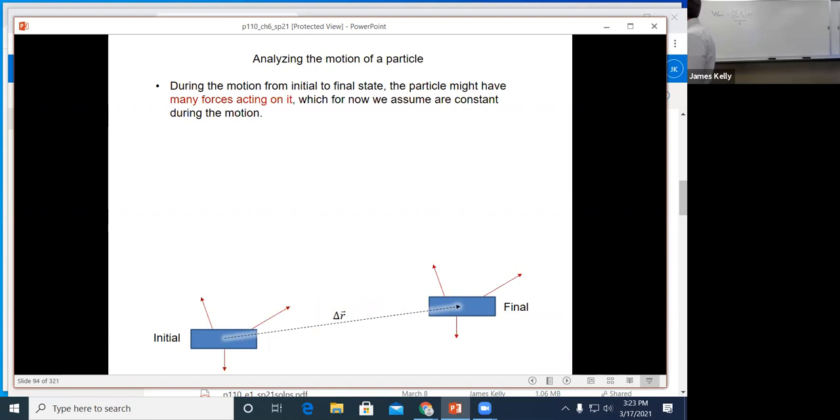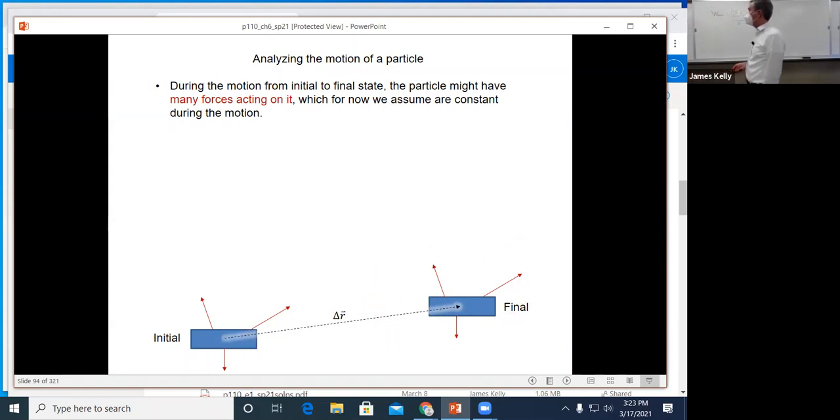And there could be a lot of forces acting on it. For the time being, we're going to take the simple case, and we're going to assume all those forces are constant in between initial and final. Although, if we're willing to interpret areas under the curve, we can kind of relax that later on. So here I'm imagining there are 3 separate forces acting on this box, this particle, as it moves from initial to final, but they're not changing. They're always the same magnitude in the same direction.